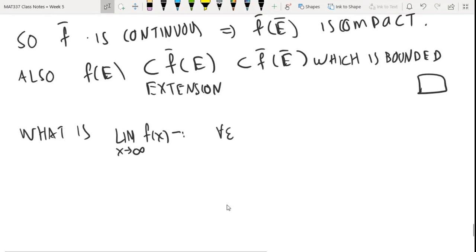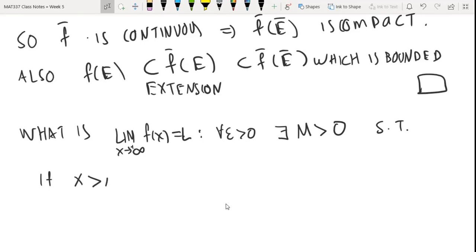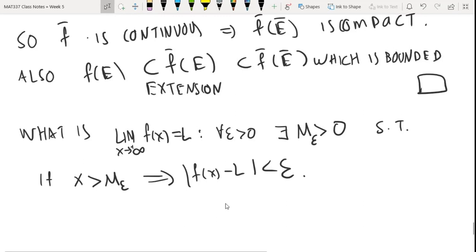So suppose this is L. What does that mean? It means for every epsilon, there exists M bigger than 0 such that if x is bigger than M, then the absolute value of f of x minus L is less than epsilon. Is that okay?